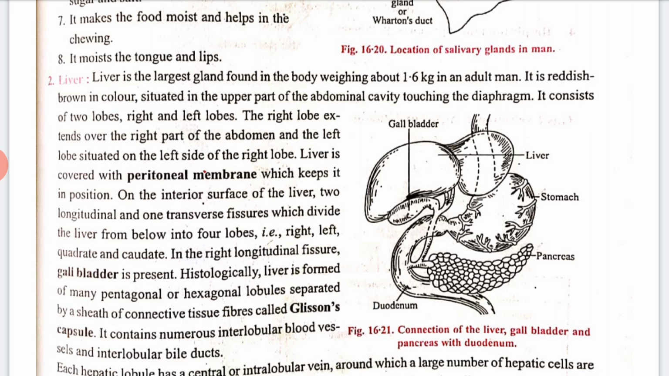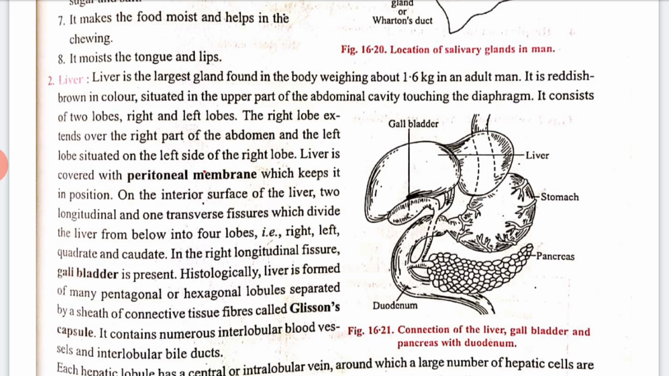The liver is covered with peritoneal membrane. On the inferior surface of the liver, two longitudinal and one transverse fissures divide the liver from below into four lobes: left, right, quadrate, and caudate. In the right longitudinal fissure, the gallbladder is present.